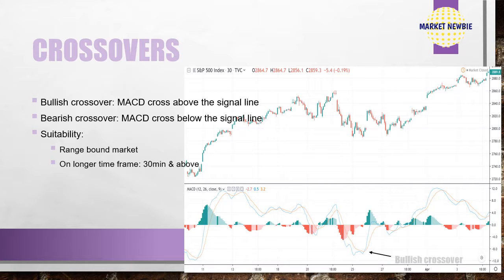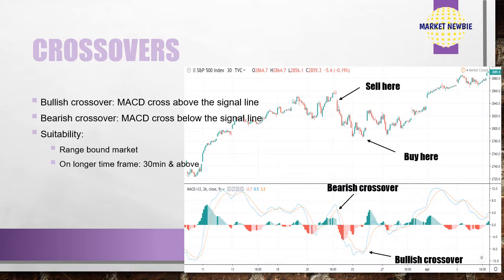A bullish crossover occurs when the MACD turns up and crosses above the signal line. A bearish crossover occurs when the MACD turns down and crosses below the signal line. Basically, what this strategy does is buy at a bullish crossover and sell at a bearish crossover, just like illustrated in this figure here. When you see a bearish crossover, you sell, and when you see a bullish crossover, you buy.